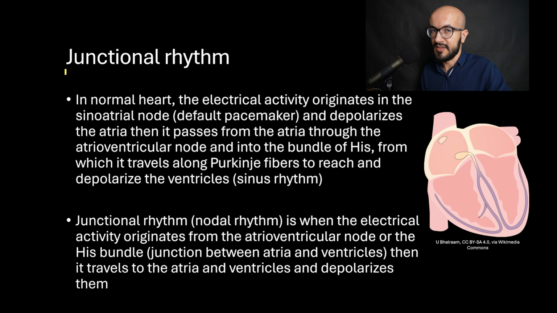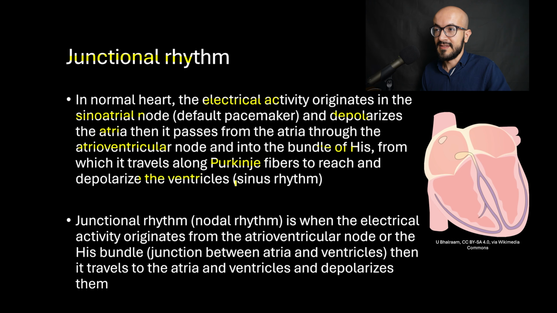So continuing our discussion about the management of cardiac arrhythmias, in this video we will talk about the junctional rhythm. In a normal heart, the electrical activity originates in the sinoatrial node, which is the default pacemaker, and then the electrical activity depolarizes the atria, and then it passes from the atria through the atrioventricular node and into the bundle of His, from which it travels along the Purkinje fibers to reach and depolarize the ventricles.